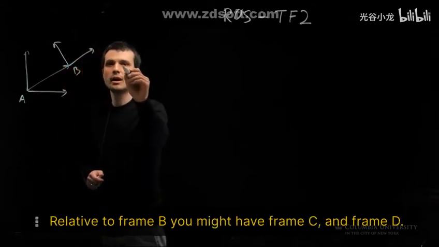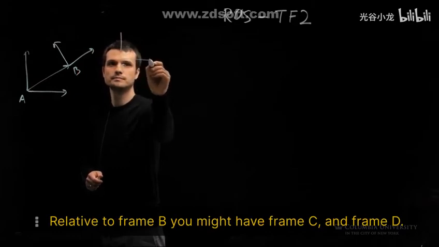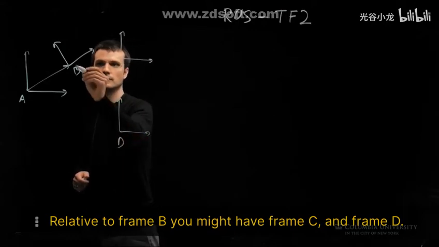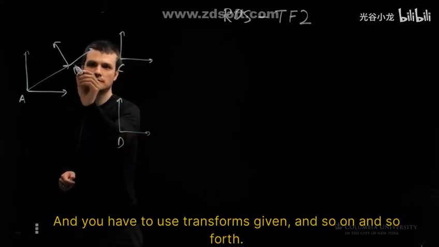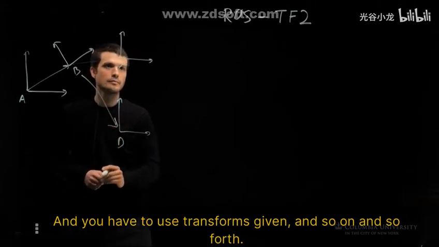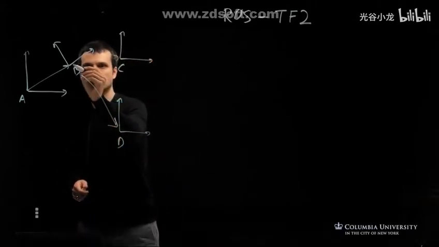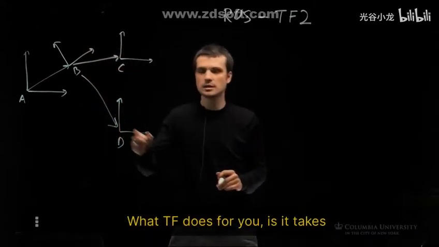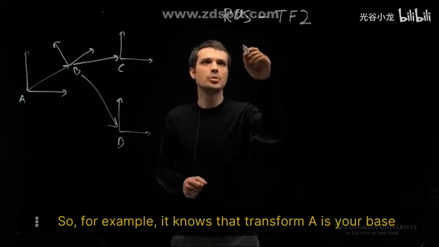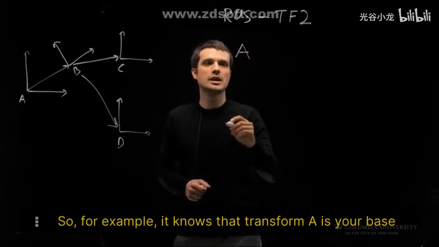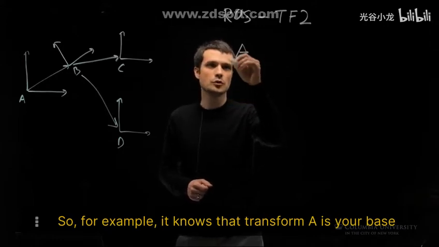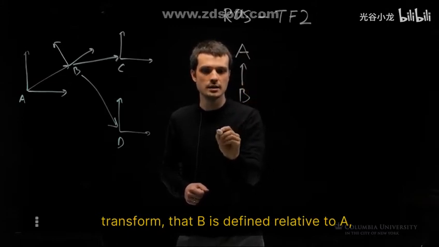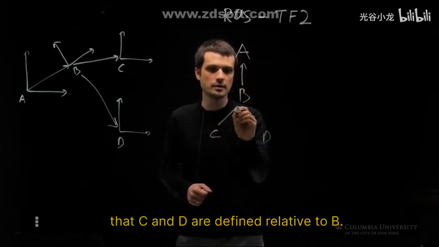Relative to frame B you might have frame C and frame D, and you have these transforms given, and so on and so forth. What TF does for you is it takes care of such a transform tree. So for example, it knows that transform A is your base transform, that B is defined relative to A, that C and D are defined relative to B.